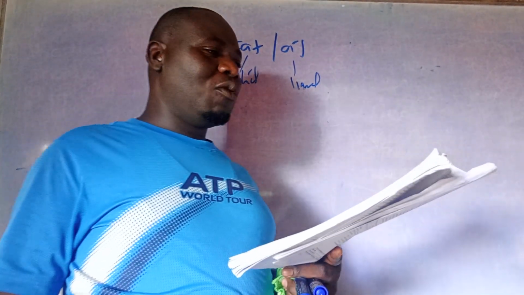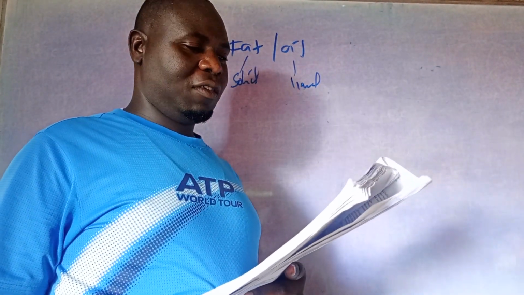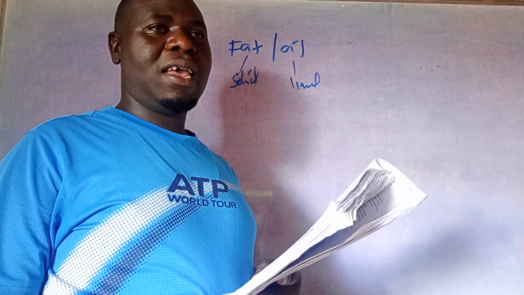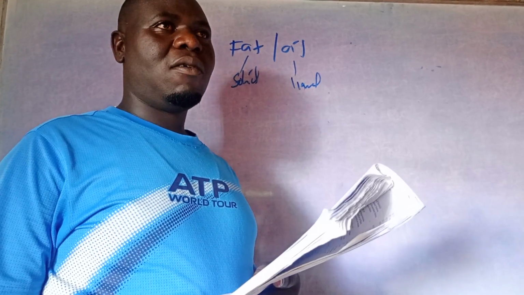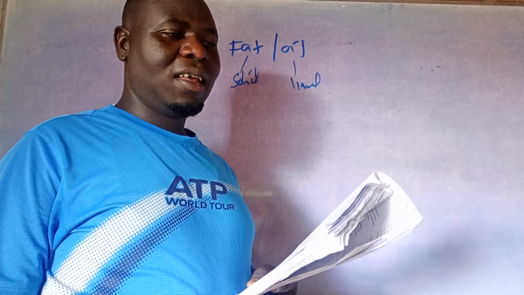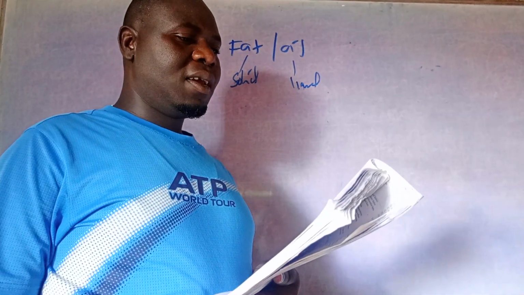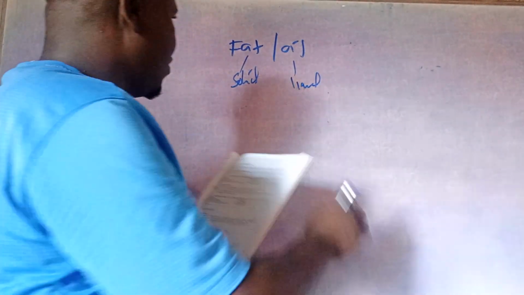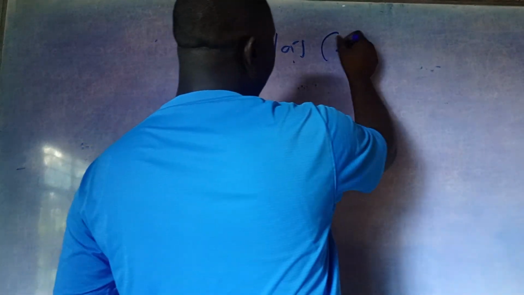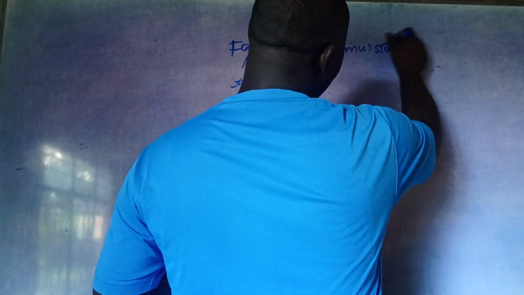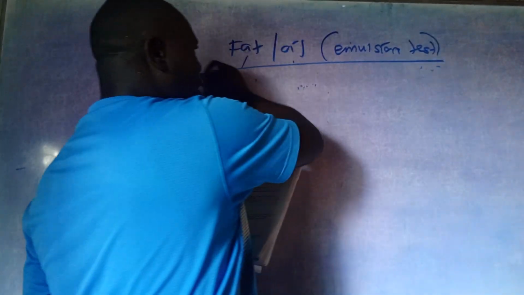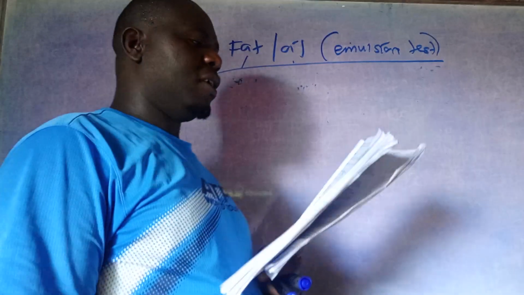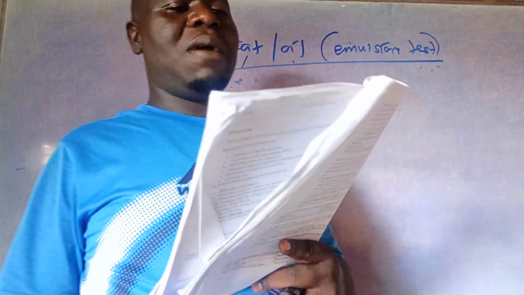So okay, we'll go to the testing for lipids and oils. We take a sample such as cooking oil, or sometimes animal fat. Animal fats are tested using what we call the emulsion test. So how do we test for lipids? Lipids are the fats and the oils.